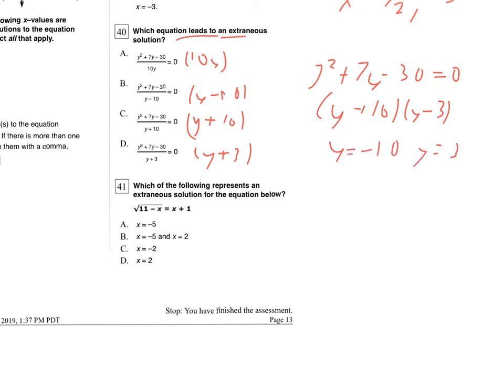Now, which one of these would lead to an extraneous solution? Whichever one would make a denominator 0. So it looks like the only one that does that is C, because we have y plus 10, that negative 10 is going to be extraneous.